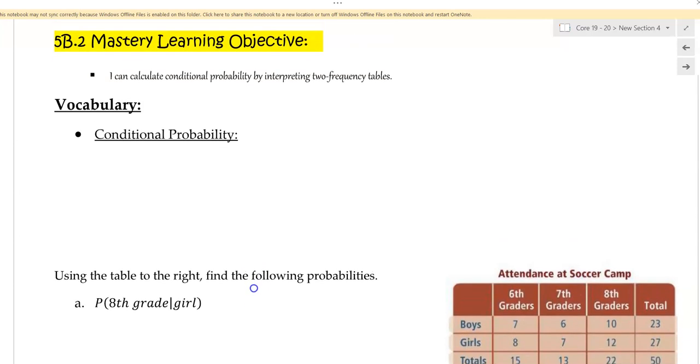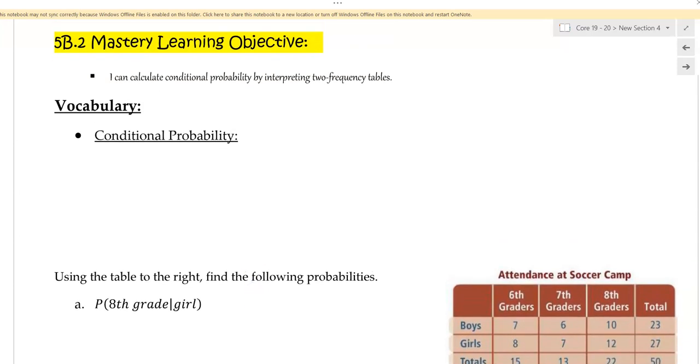All right, we are now looking at 5B.2. Our mastery learning objective is I can calculate conditional probability by interpreting two-way frequency tables.